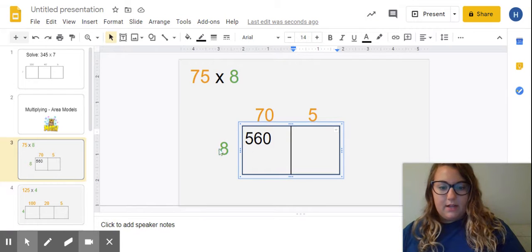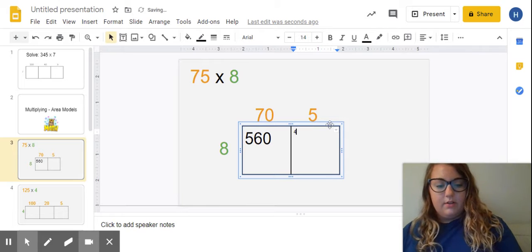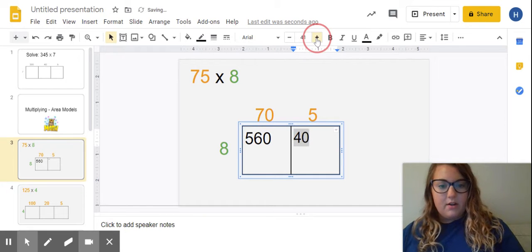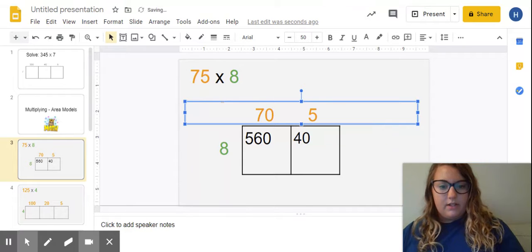Here I would put in my 8 times 5, which I know equals 40. And we will make that a little bit bigger for you to be able to see. So here I have my area model completed. Now that I have my area model completed, I need to add up what is inside of my area model.